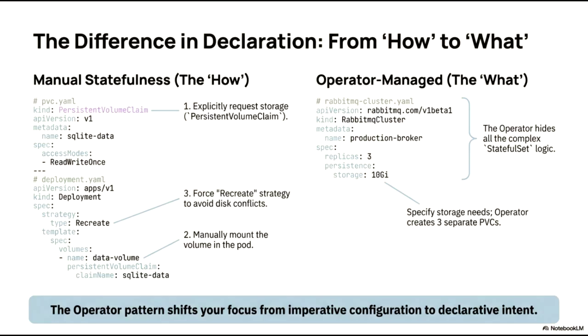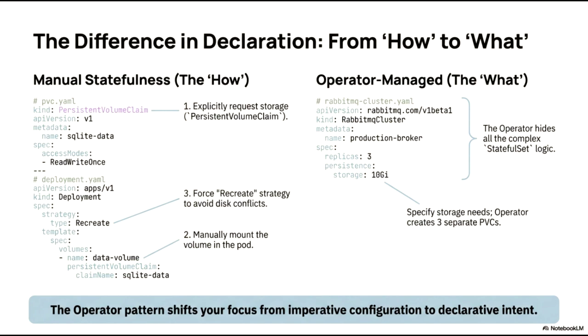On the right, we see the power of the operator pattern. Here, we define our desired state using a custom resource, such as a RabbitMQ cluster. The operator hides all the underlying complex stateful set logic. Instead of managing low-level resources, we simply specify our high-level needs, like the number of replicas and the required storage capacity.